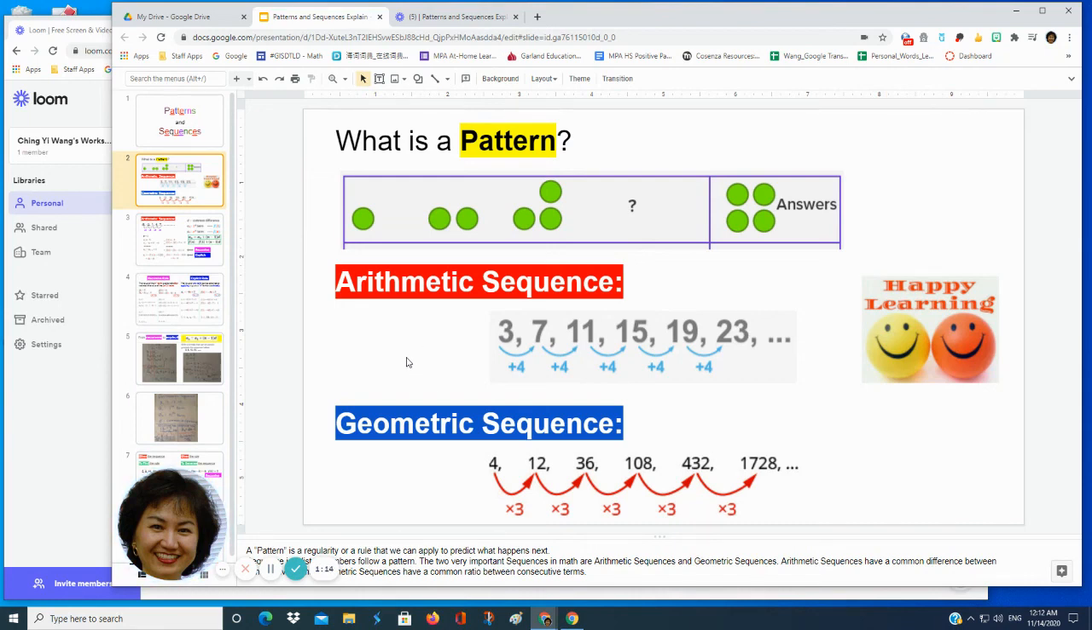The two very famous and important sequences we have to learn in our math class are the arithmetic sequence and the geometric sequence. An arithmetic sequence looks like this. You have a common difference between consecutive terms. In a geometric sequence, you will have a common ratio between consecutive terms. In our class, we will concentrate on the arithmetic sequence only for right now. You will learn the geometric sequence in Algebra 2 and Pre-Cal.